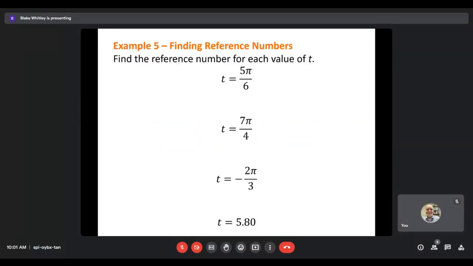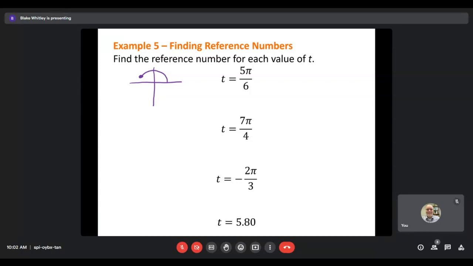All right, now we want to find our reference number for each of these values of t. So not finding any terminal points yet, just finding reference numbers. First thing I'm going to do is locate where 5 pi over 6 is. This time we're going counterclockwise because we have a positive value. 5 pi over 6 again is just a little bit less than pi. It's going to come around to here, right here.